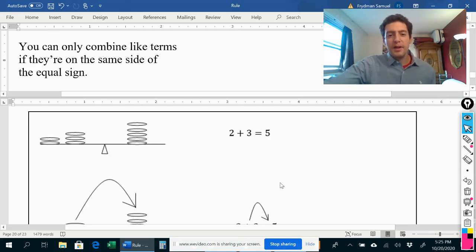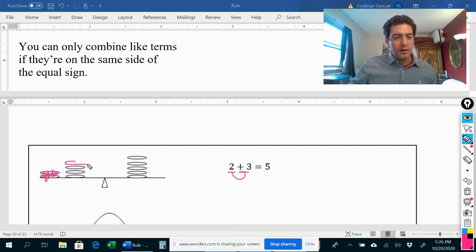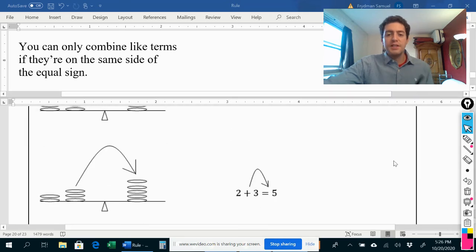But what would happen if I tried combining? By the way, I can combine these things. They're on the same side, and 2 plus 3 is 5. So if I wanted to, even though I didn't draw it here, I'll just draw it now. If I wanted to move these and put them on top of here, that's like I combined the 2 and the 3 and put it in one big pile of 5. No problem, right? So I get 5 equals 5. Everything is perfectly balanced out. Not a big deal. But what if I tried to combine terms that were on different sides?